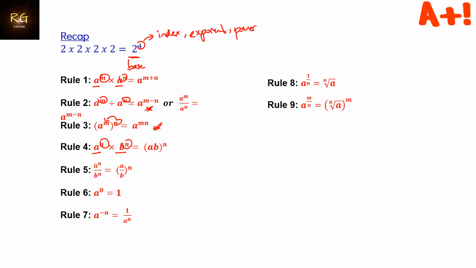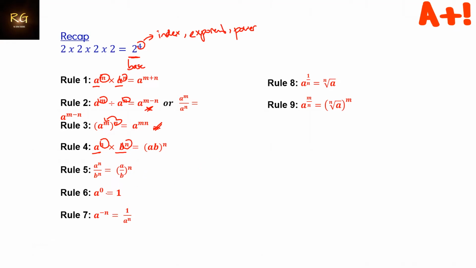The same concept applies to rule 5, but this time it is being divided by each other. The same thing: the base is different, but the power is similar. So we can just factorize the power out, so it will be a over b to the power of n.